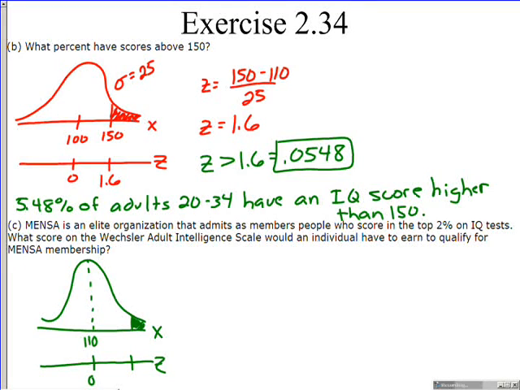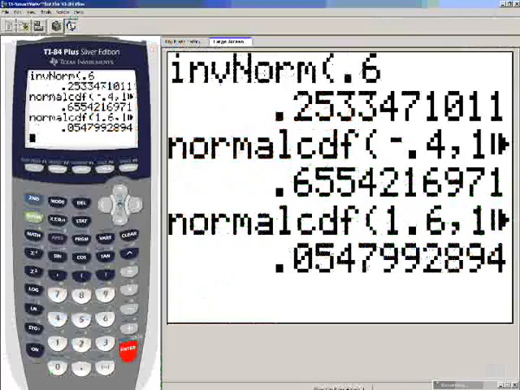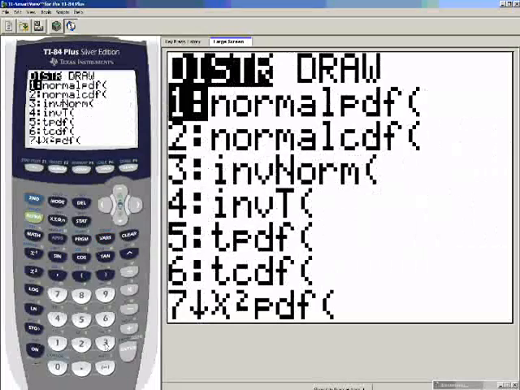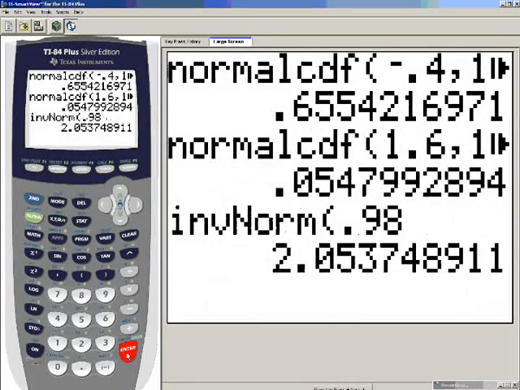Well, we can find the z-score corresponding to that because we know that if there is 0.02 in here, that means that there is 0.98 in this area to the left of that. So if you use your calculator, you're going to go inverse norm because you're looking now for the z-score. So into your distribution menu, inverse norm of 0.98 corresponds to a z-score of 2.05.